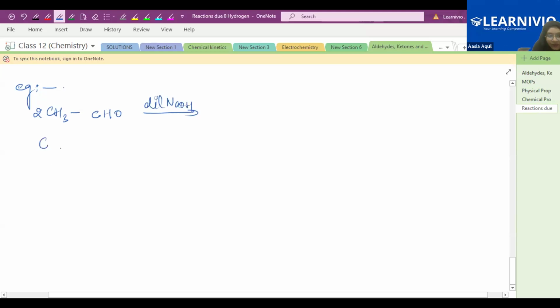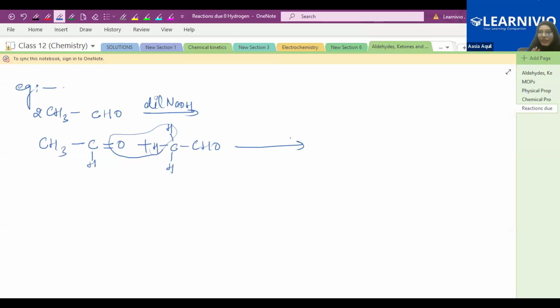So how will you write it? You will write CH3CH with double bond oxygen, plus another CHO, and you have to write the alpha carbon and hydrogen like this. So one oxygen from this CO group of the first molecule and two hydrogen from here will be removed as water. So dehydration will occur. Both the compounds are same.